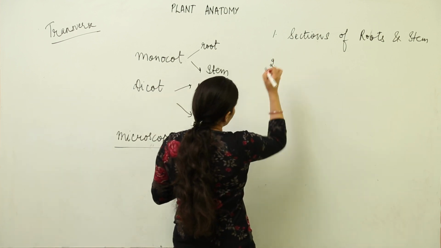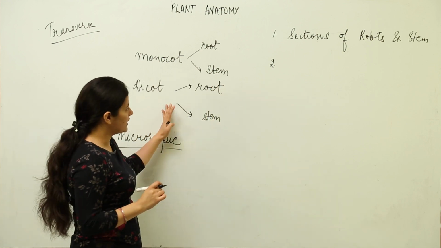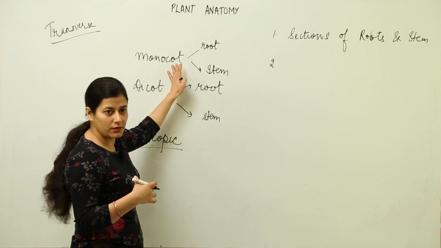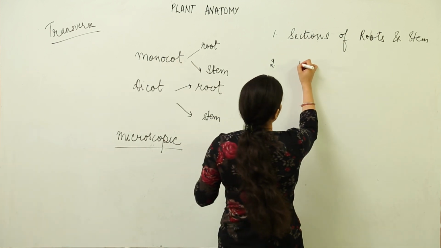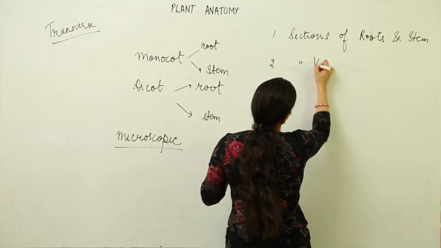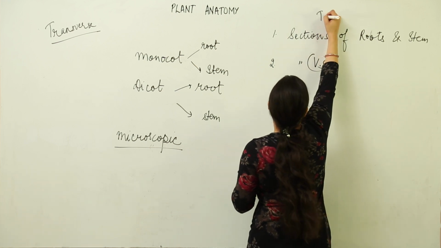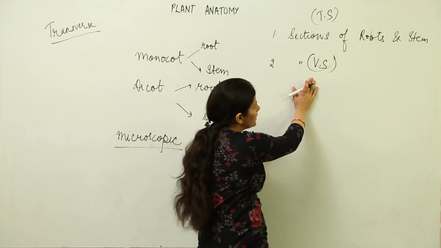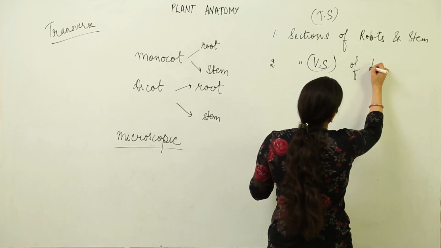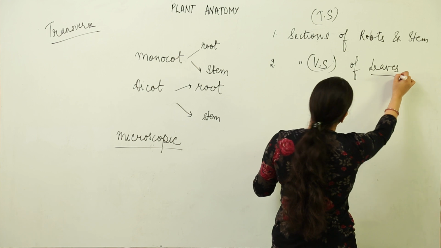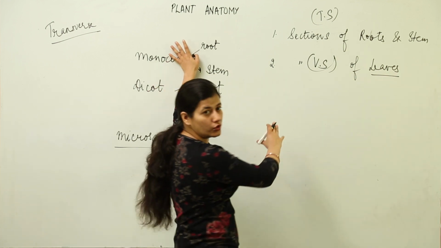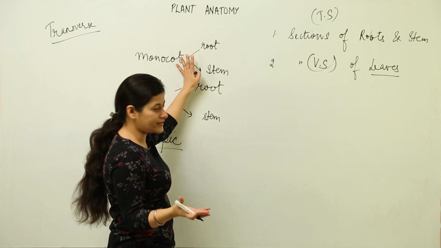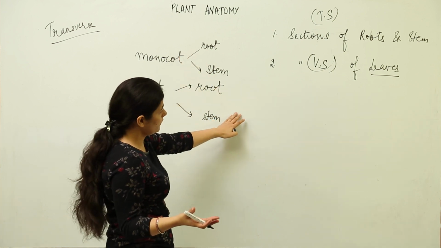The second thing is, because we have dealt with roots and stems, now we have leaves as well, which vary in both dicots and monocots. So we are going to deal with sections which is vertical section. Over here we were talking about transverse section. This TS stands for transverse section. We'll have vertical section of leaves. Now the leaves would be again dicot and monocot leaves. Both will be differentially cut and their sections would be observed under microscope.